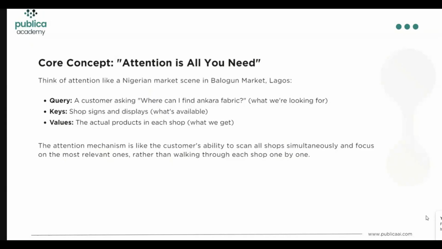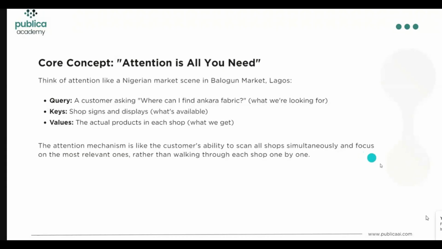So attention mechanism is like the customer's ability to scan all shops simultaneously, in all. Let's not forget that word, simultaneously, and focus on the most relevant one, rather than walking through each shop one by one. Okay? Yeah.